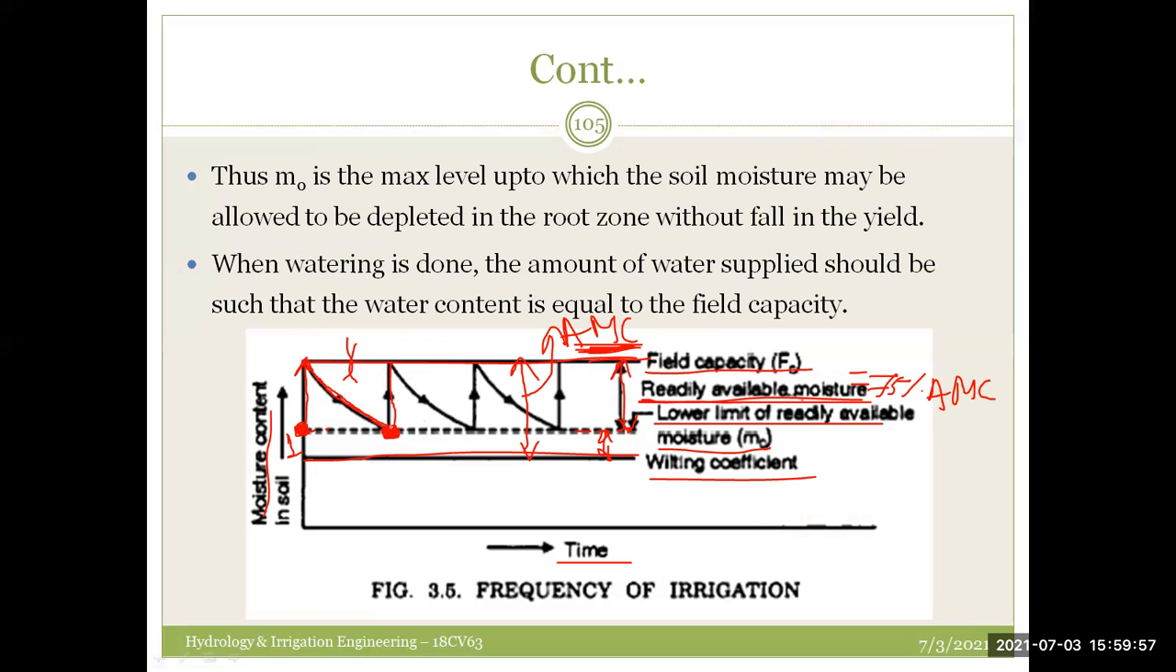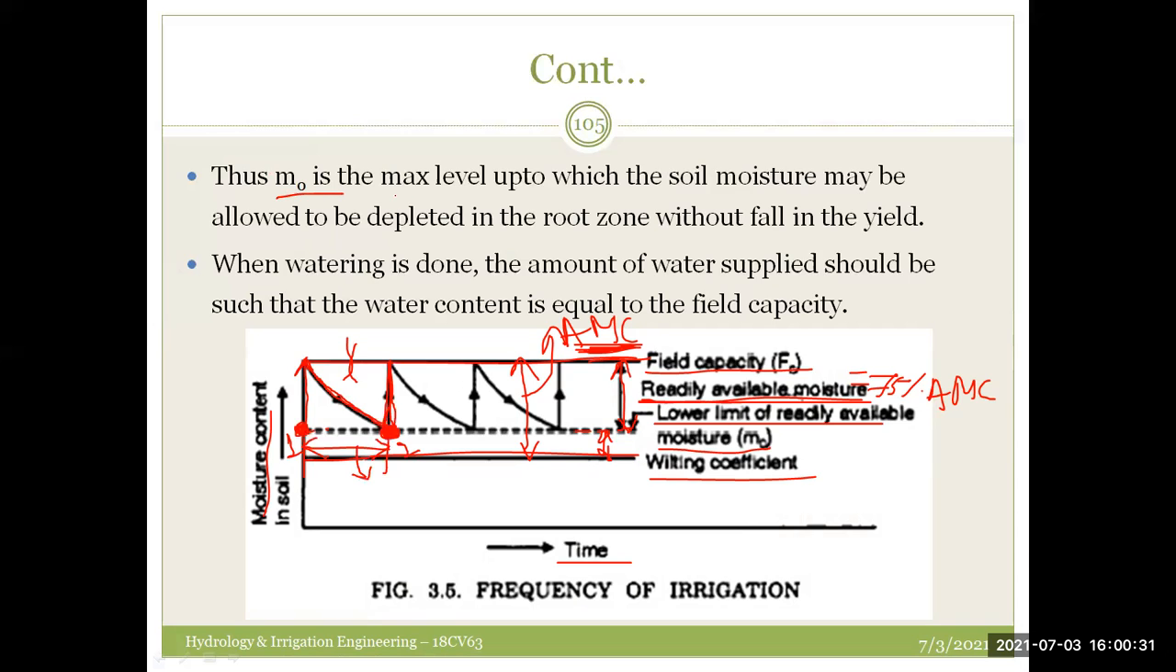You should not go beyond this M0, because if it goes beyond this, the plant starts wilting. So once it reaches M0, you have to do the second watering so that it reaches the field capacity again. That is your second watering. The interval between the first watering and the second watering is your frequency. It may take around 10 days, 20 days or 1 month, anything. That is your frequency.